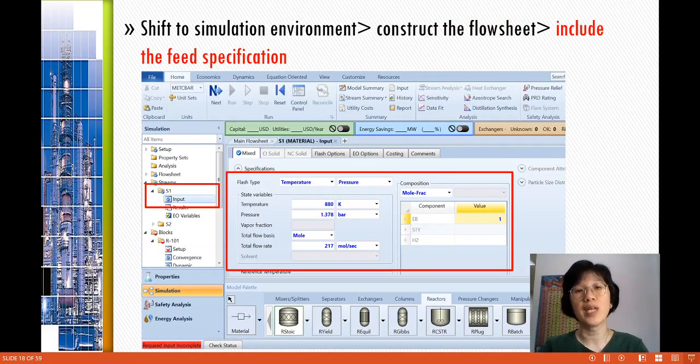Once you have the flowsheet, of course, next is to include the feed specification. Here, you are asked to include the mole fraction.